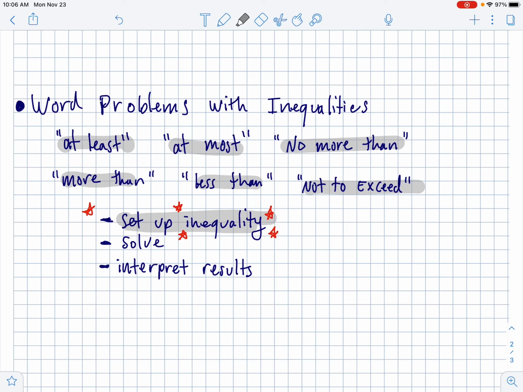Once you set up an equation, like we did in 4.5, if you want to go back and look at some of those, then you just have to solve it using all your inequality solving rules. Just remember, if you ever divide or multiply by a negative, you have to flip the sign. And then you have to interpret your result, like what you found, what it means.